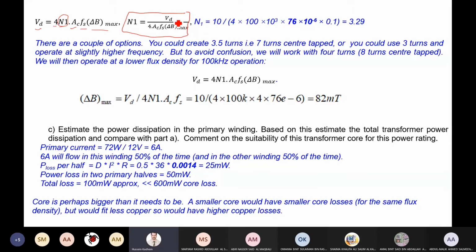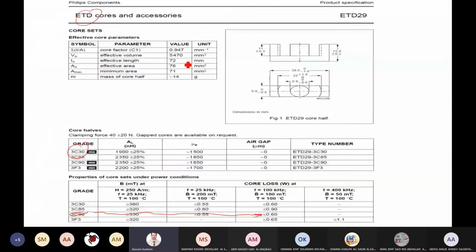Okay, now VD is the input voltage, which is already given. The lowest voltage is 10 volt. Fs is there in the formula. It is 100, sorry, this is the frequency, which is FC. And AC, the core, you see it's bold. I got it from the table. 76. This is the effective area, 76 millimeter square.